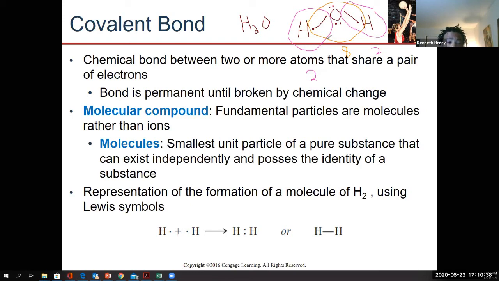It's uneven sharing. So we call that a polar covalent bond. If it's uneven, it's a polar covalent bond, but if it's even, it's called a nonpolar covalent bond. Polar basically means that since oxygen is stronger, it has a stronger pull for the electrons, so it pulls the electrons closer to itself. So it's going to be what we call partially.